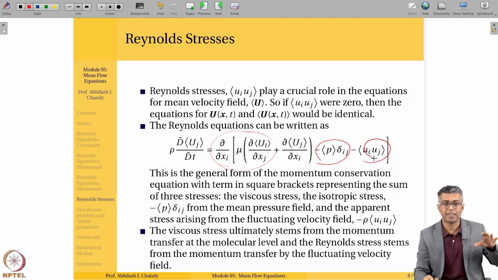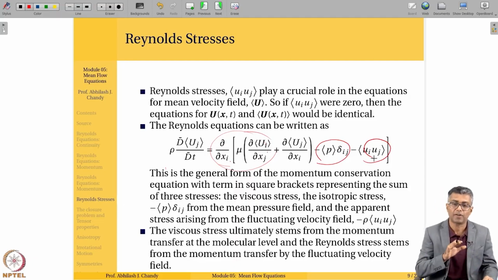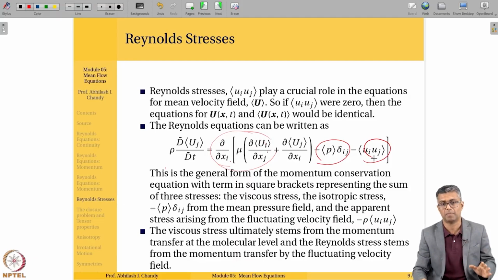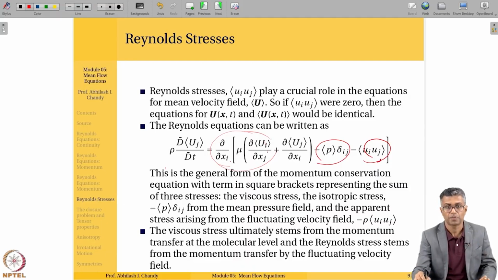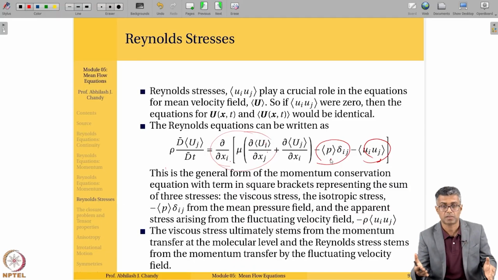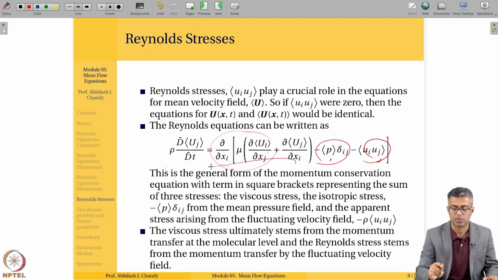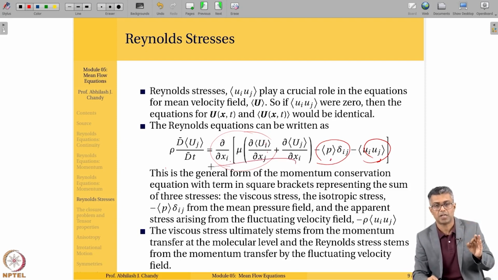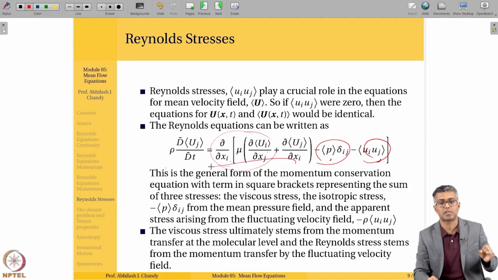So now the left hand side is sort of like an acceleration, right? D dt, it's the mean substantial derivative of the velocity. It's a derivative of velocity, which means it is like an acceleration. That is equal to the three stresses that are making up the right side: the isotropic pressure stress, the viscous stress, and the apparent stress coming from the fluctuating velocity field, which is the Reynolds stress.